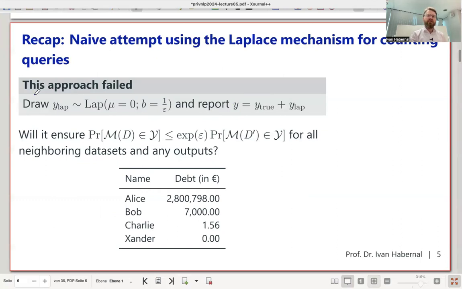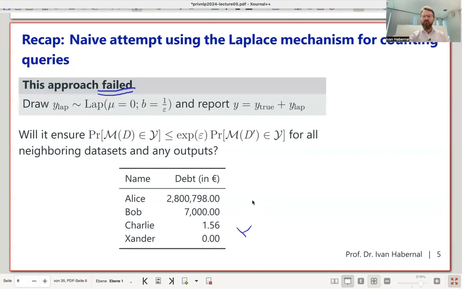So remember, this was our approach, but it failed, as we saw in the last lecture. It failed for one reason. It was maybe not a bad idea, but something was missing. This is the counting query Laplace mechanism, where we draw a random value from a Laplace distribution scaled by 1 over epsilon, and then add it to the true value of the query. That was for counting. Will differential privacy hold for this sum query? No, of course not, and we saw why in the last example.